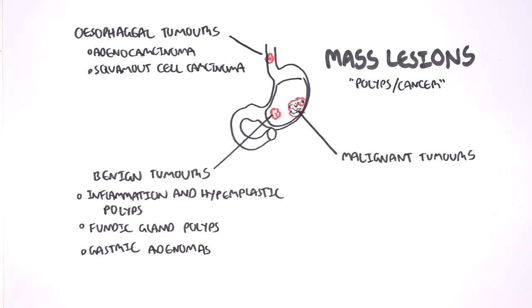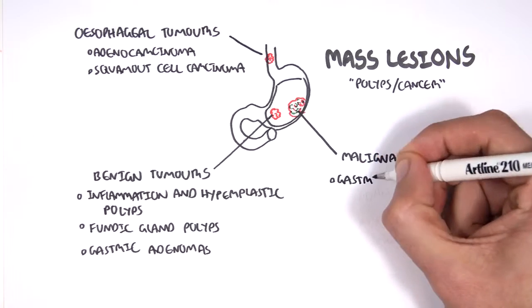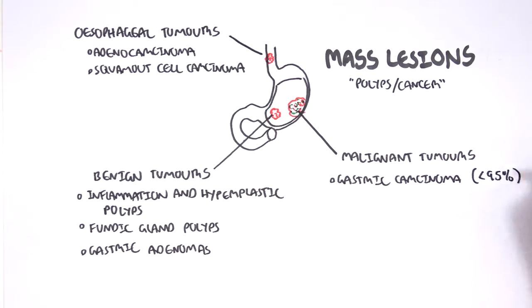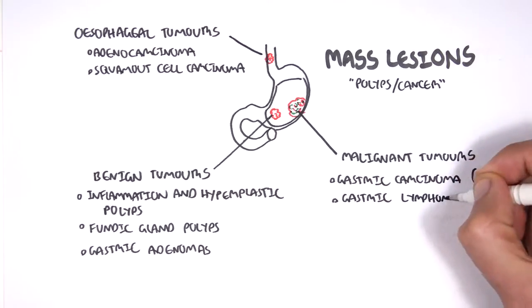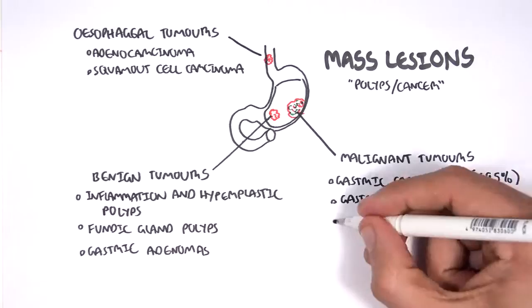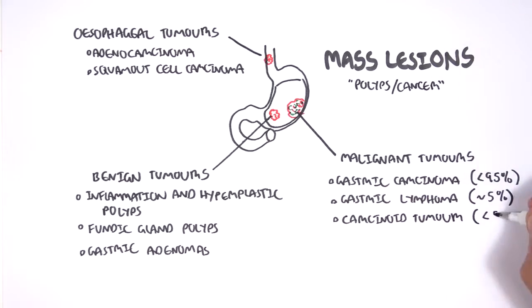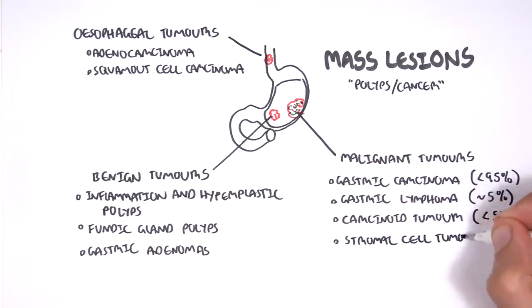Malignant tumors of the stomach. There are a few types. These can be gastric carcinoma, which is the most common, up to 95%. We can have gastric lymphomas, roughly 5%, and then carcinoid tumors and stromal cell tumors, which are less common.